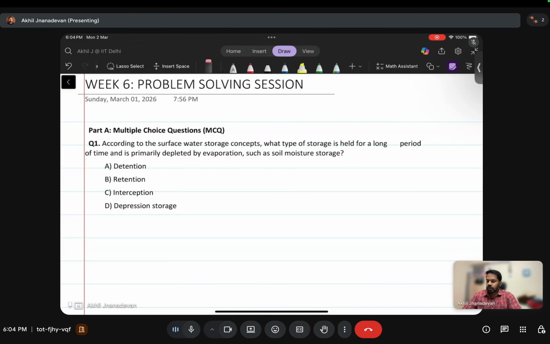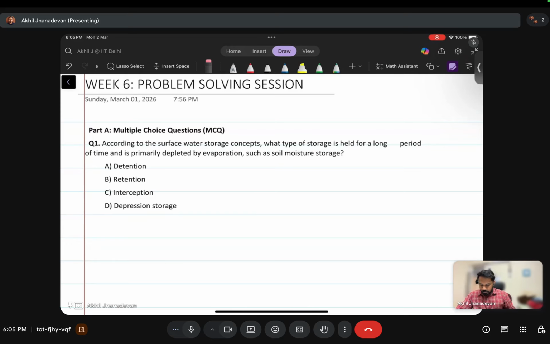So before starting, I will give a brief introduction of myself. So I'm Akhil. I'm working as a PhD scholar in IIT Delhi. I'm currently in my fourth year of my PhD. I have done my BTech from NIT Calicut in civil engineering, and then I have completed my MTech from IIT Guwahati. I worked under the supervision of Professor Srija Pekat, and currently I'm enrolled for my PhD in IIT Delhi from the year 2022.